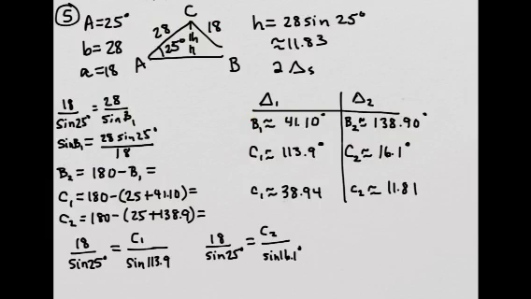And then I went ahead and found the sides, C1 and C2. So here's the law of sines, and here's the law of sines. You cross multiply, and then you divide by sine 25 to get C1, and this is what you get. And then for C2, you cross multiply. So you multiply these two, and you divide by this to get C2 by itself. And here's the answer.